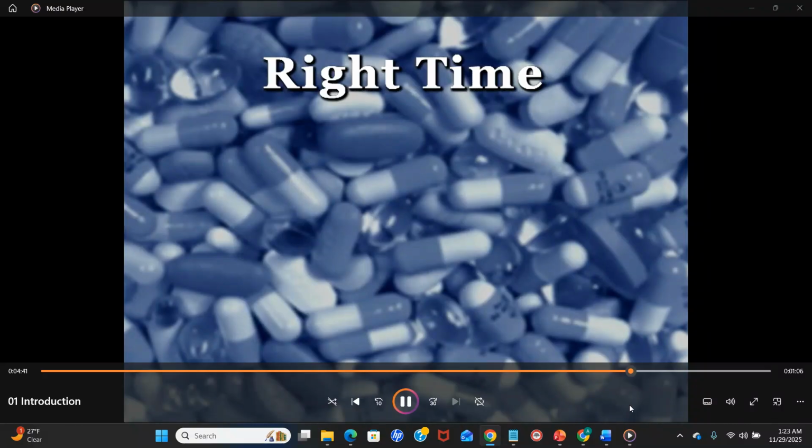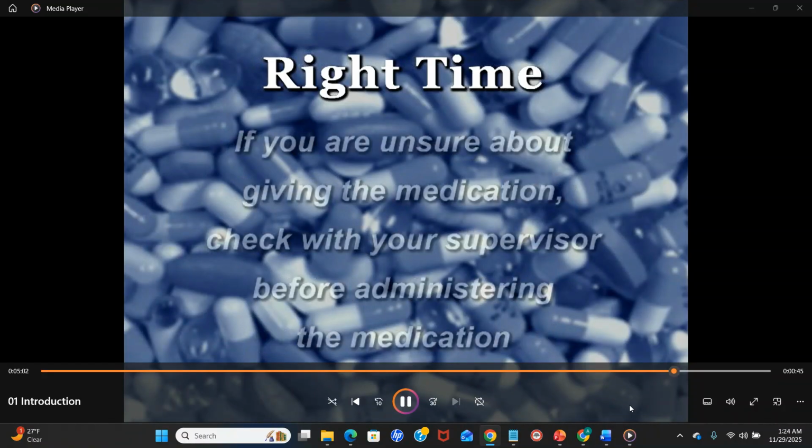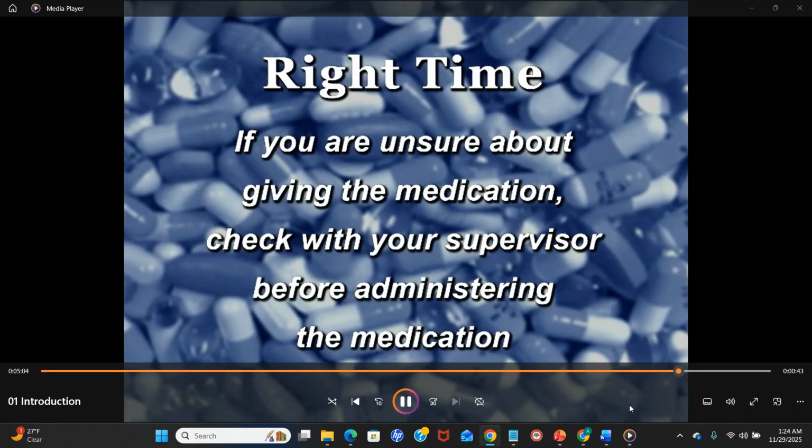Each agency has a limited window of time for the medication to be given. The time can range from 30 minutes to 1 hour before to 30 minutes to 1 hour after the time stated on the MAR and the medication label. Medications must be administered within this designated time frame. If you are unsure about giving the medication because it is outside the designated time frame, check with your supervisor before administering the medication.